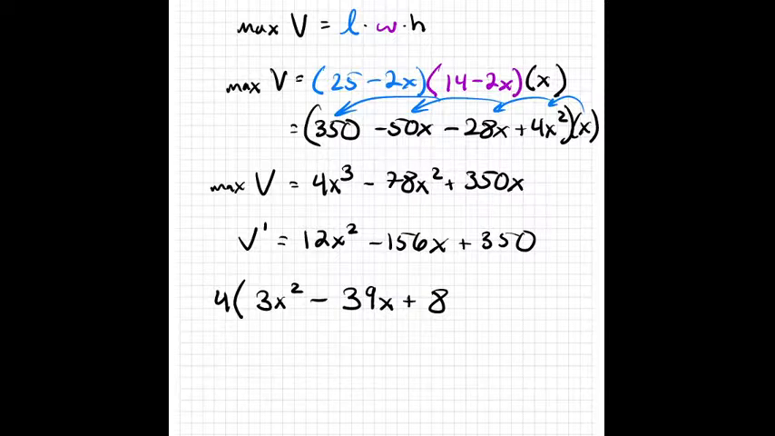So it looks like instead of 4, we're going to factor out 2 from everything. If we factor out 2, that makes this a 6x squared, 78x, and 175. Okay.